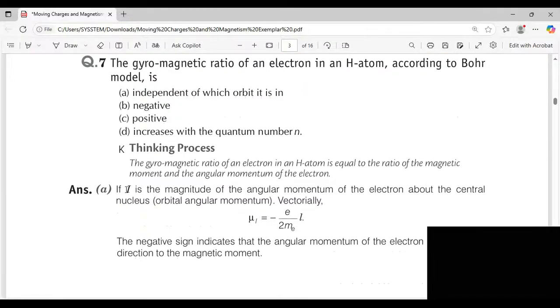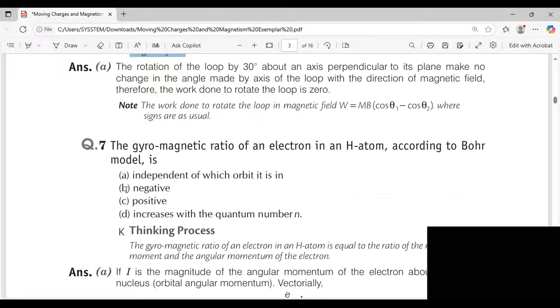Let's see question number 7. The gyromagnetic ratio of an electron in an H atom according to Bohr's model is independent of which orbit it is in, negative, positive, increases with the quantum number. So the correct option of question number 7 will be A.